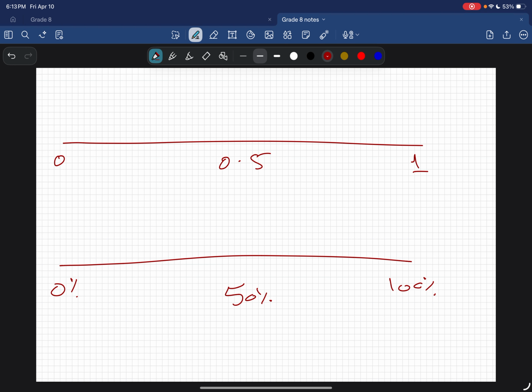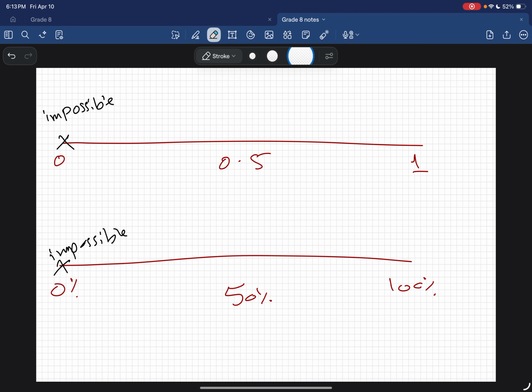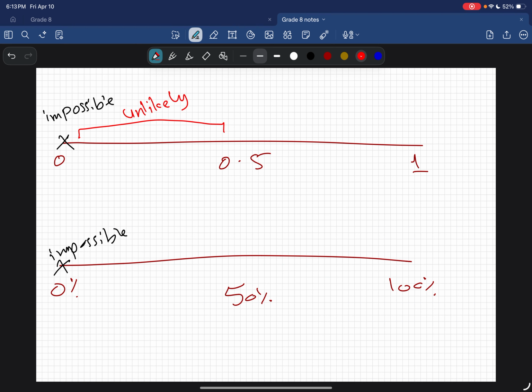Okay, so let's go over here. If the event happened here, this is impossible. If the event was like 0, it is impossible to happen. The same here. It's impossible to happen, okay? I'm going to do them with different colors so you can differentiate. If the event happened between here and there, it is unlikely to happen. So it's like 1% to 49%. It is unlikely to happen, guys.